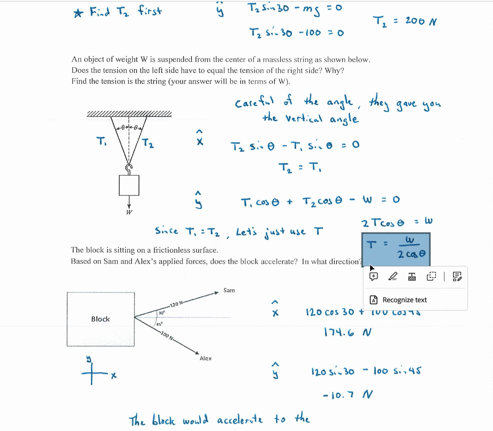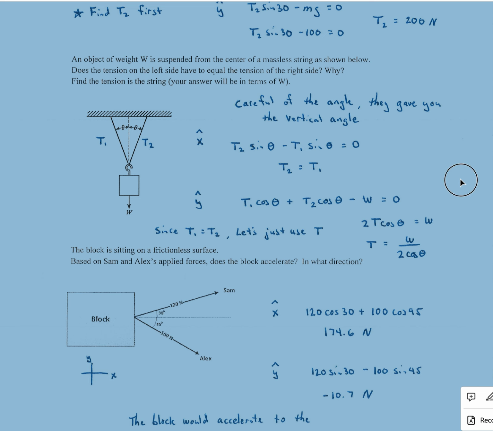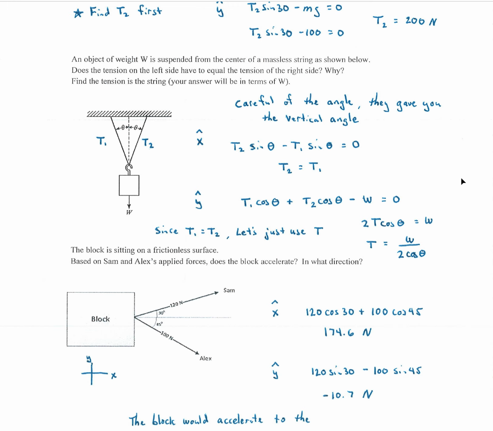And again, this answer is non-numeric. This is just in the abstract, that we know that the tension in the string must be W divided by 2 cosine theta.